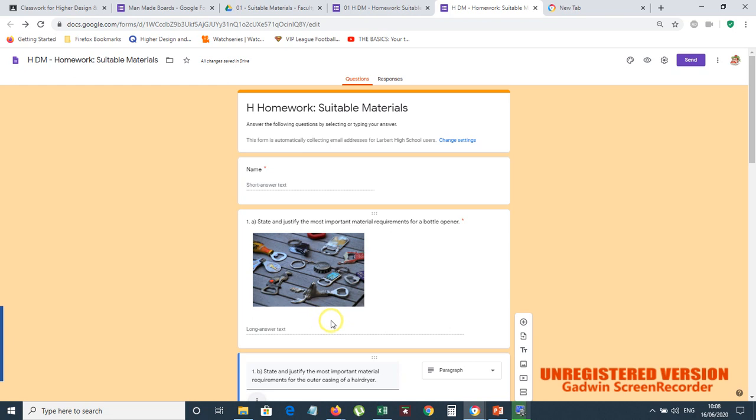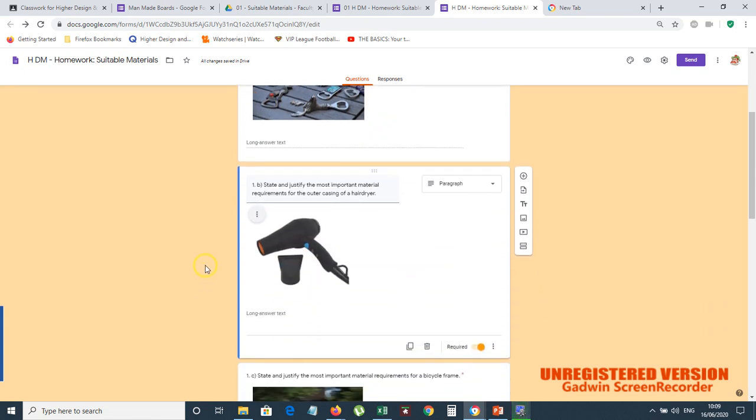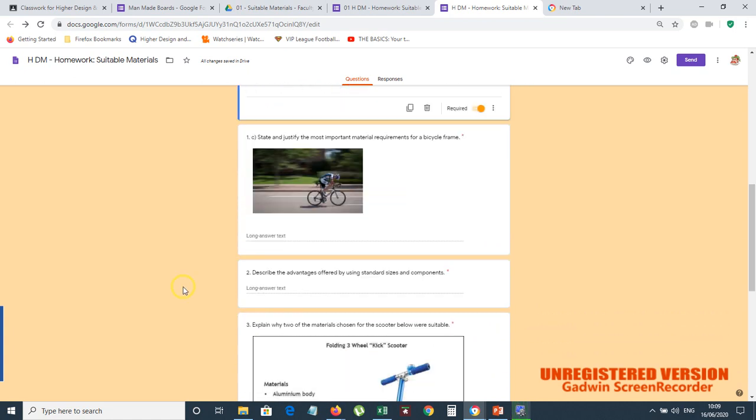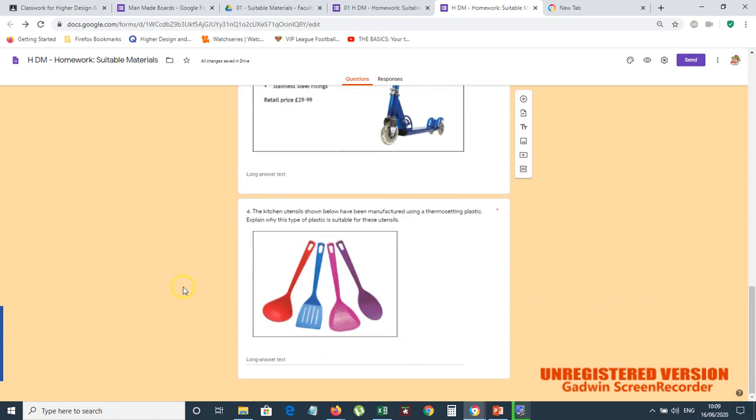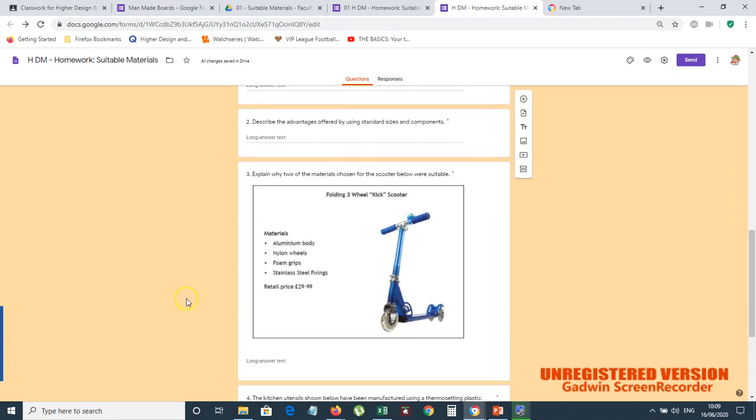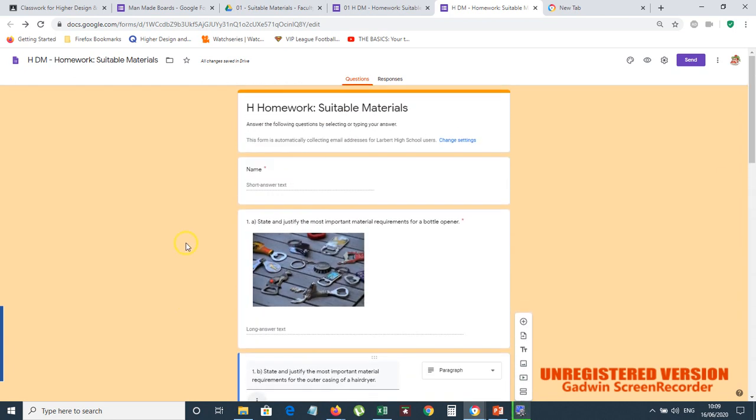So the justify is giving reasons why that material is suitable, and there's a number of reasons you can use. Use the internet to research if you're not sure. Use the notes to research if you're not sure. So again, coming down, state and justify the most important requirements for the outer casing of a hairdryer. Think about how the product's used in real life. There's not a huge number of questions, only 4 questions in this little quiz, but they are extended answers, so I'm not looking for one-word answers in the quickest solution. Try and think about your answers and how they would go.